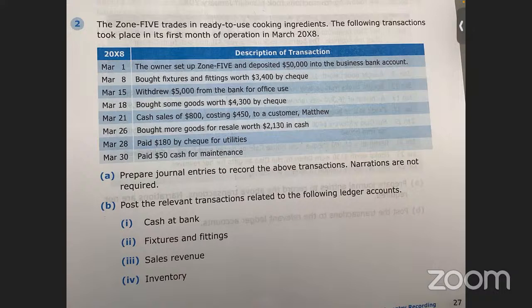Okay, tell me, what is your question, Kiran? So far I can read. I don't understand, for example, the March 18 one. Because they say bought some goods and then $4,300 by cheque, which is inventory and cash at bank, right? Yeah. Then I don't know which one to put on top, which one to put at the bottom.